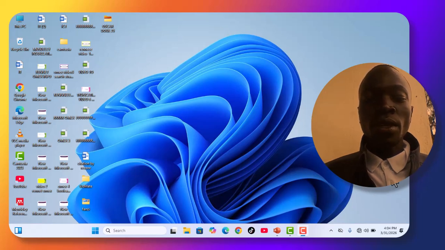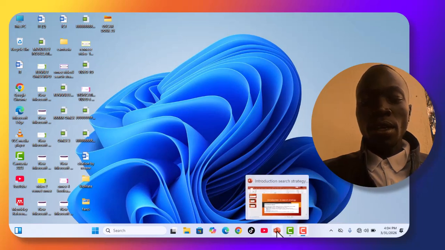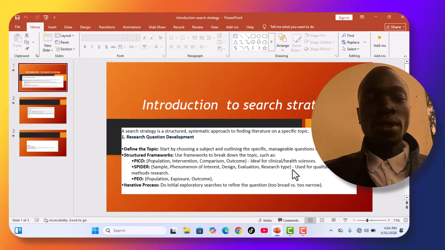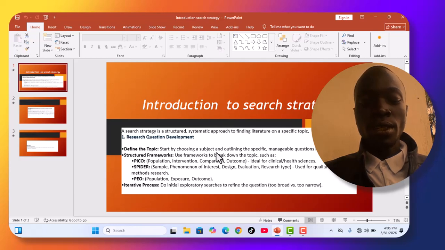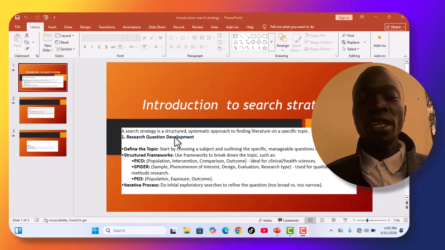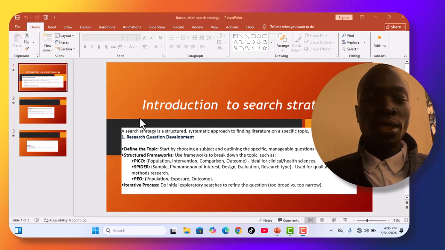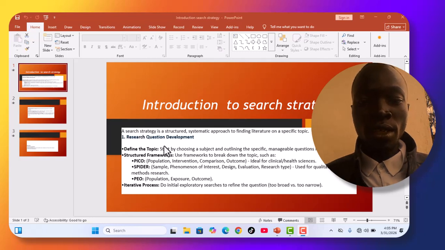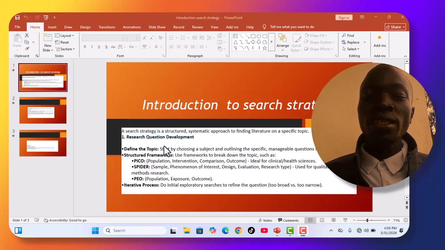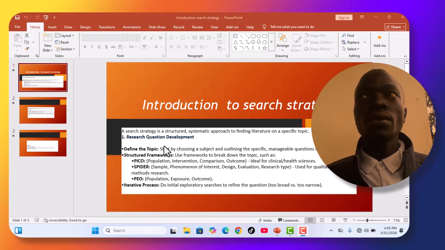You see, my slides, I put them down here. This is one of them. From my first slide, we are seeing the introduction to search strategy. A search strategy is a structured, systematic approach to find literature on a specific topic. I repeat, a search strategy is a structured, systematic approach to find literature on a specific topic.